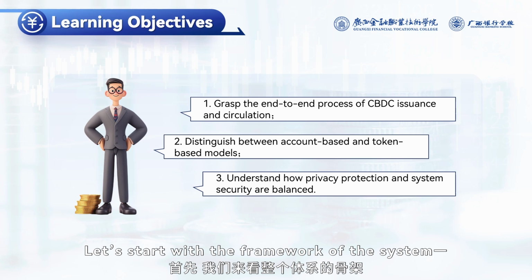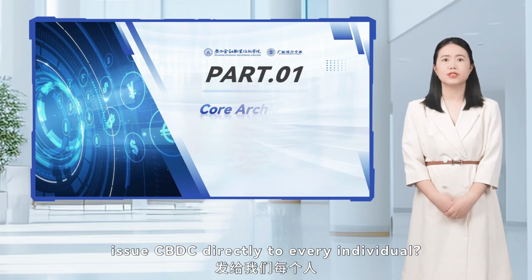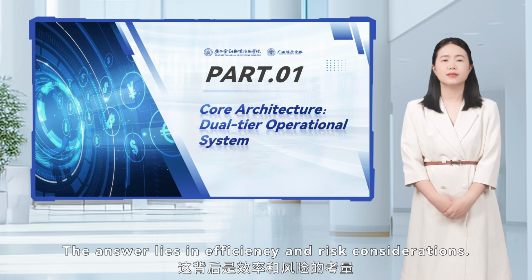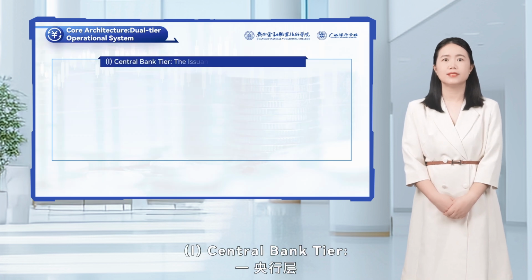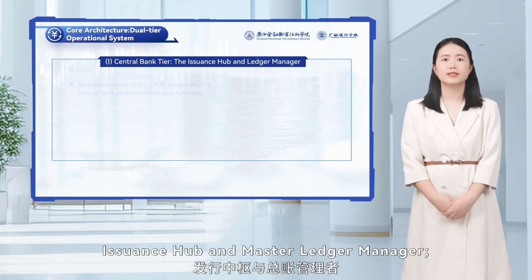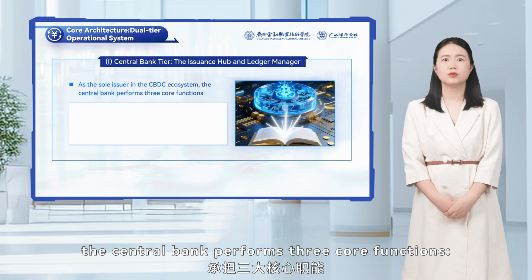Let's start with the framework of the system, the two-tier operating model. Why a two-tier system? Why doesn't the central bank issue CBDC directly to every individual? The answer lies in efficiency and risk considerations. 1. Central bank tier, issuance hub and master ledger manager. As the sole issuer in the CBDC ecosystem, the central bank performs three core functions.